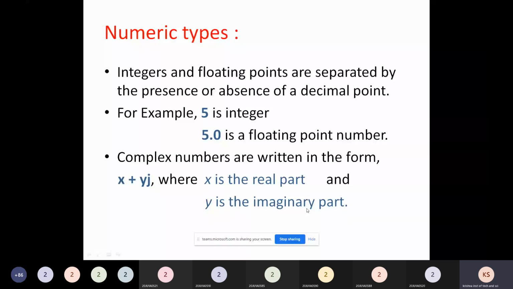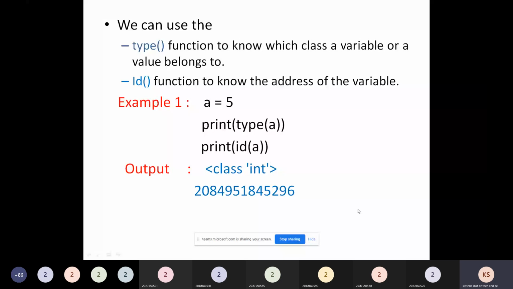Here we have two functions, type and id. If you want to know the data type of a variable based on its value, use the type function. For example, if you take a equal to 5, print of type of a. If you want to know the type of variable a, you give the instruction like this, and you get which type it is: integer type, class int.